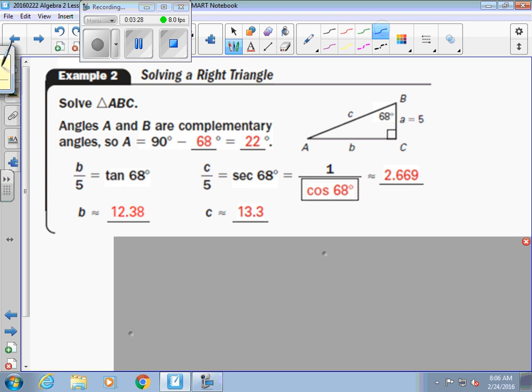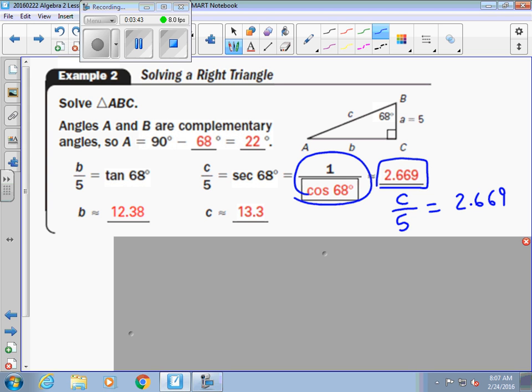Out here on the side, I'll write what's going on right here. The 1 divided by the cosine of 68 gave us this. So what we have now is C over 5 is equal to 2.669. I said 699 a second ago. It's 2.669. In order to get C by itself, this says divided by 5 here, so just algebraically, we need to multiply this by 5 and multiply this one by 5 as well. So that's where C's value comes from. 13.3 is an approximation for that one. 2.669 times 5 gives us 13.3.